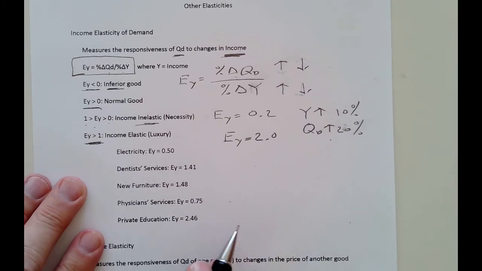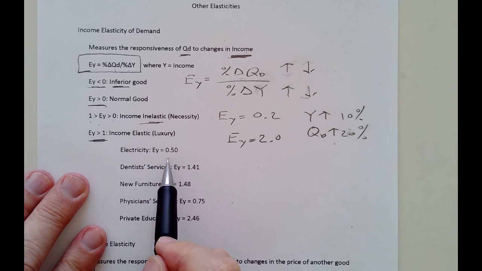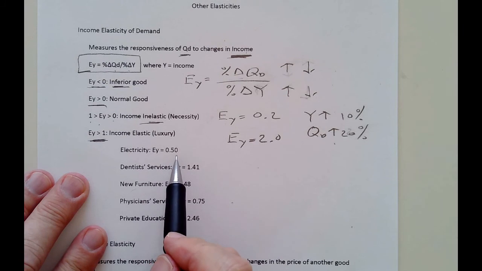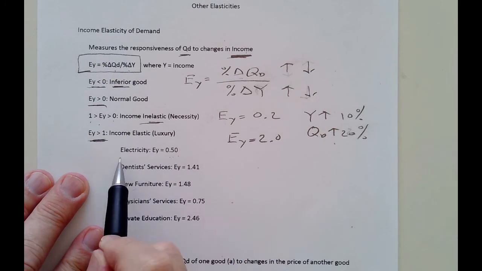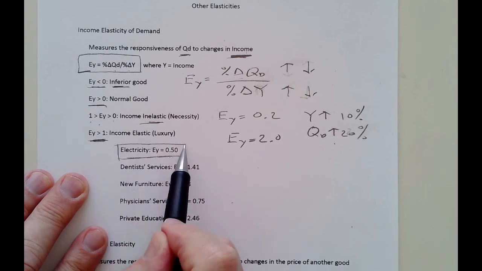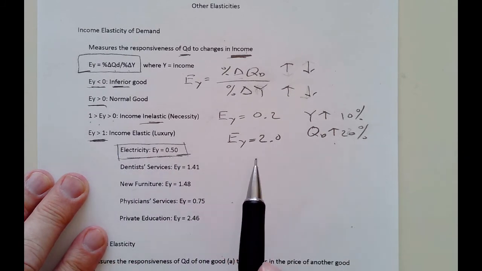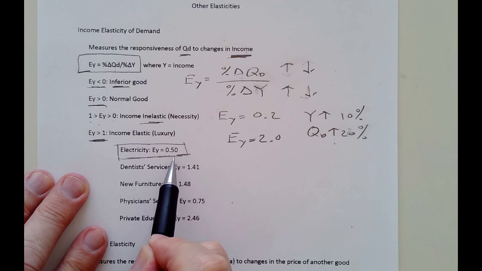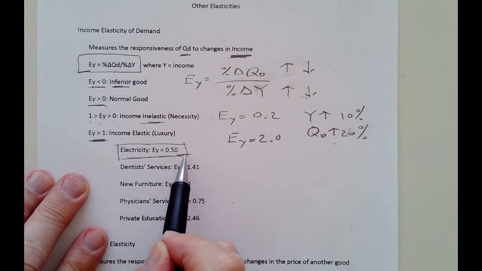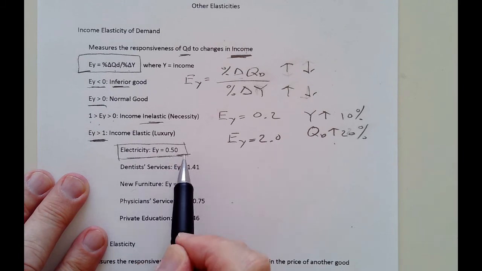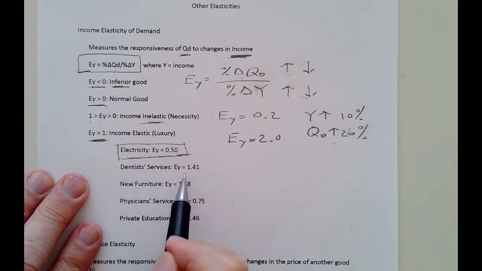So here are some actual numbers. Electricity is 0.5. So this tells me, again, if income goes up by 10%, we're going to buy 5% more electricity. That seems kind of high to me. That might be more the long run, because when you get that big bonus, you don't go out there and celebrate by turning on more lights. It probably means over the long run that when you get more money, you buy more appliances, and therefore you will consume more electricity.